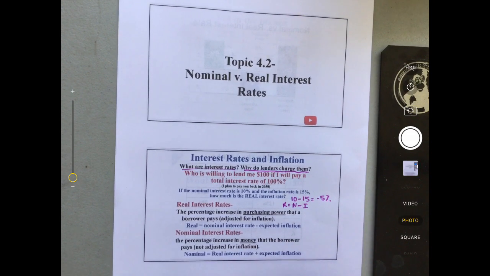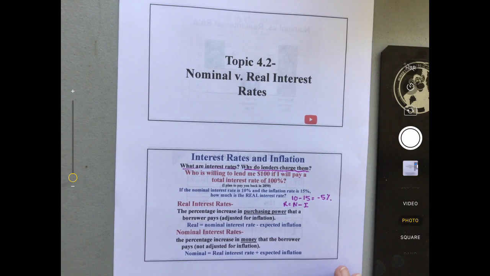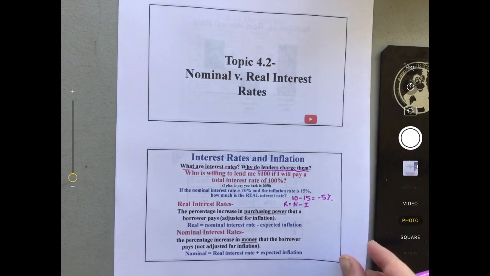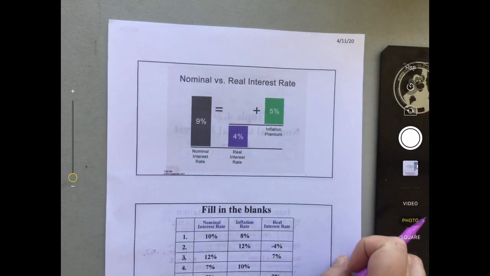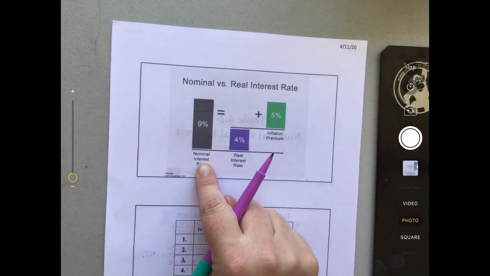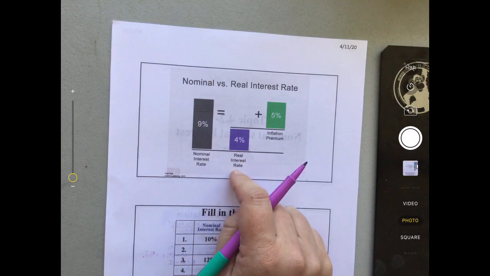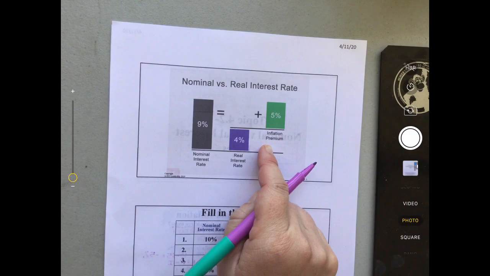And then if we knew the real interest rate and the expected inflation, we would be able to calculate the nominal interest rate. The nominal interest rate is the percentage increase in money that a borrower pays. It's not adjusted for inflation. So in order to calculate nominal, you are just going to add the expected inflation to the real interest rate. Here's a bit of a visual that Clifford provides us. This is just saying the nominal interest rate equals the real interest rate plus the inflation rate.